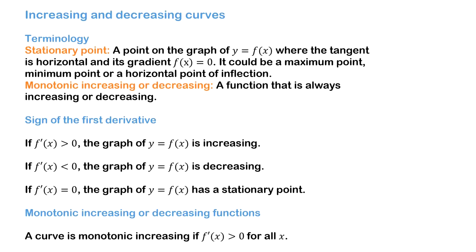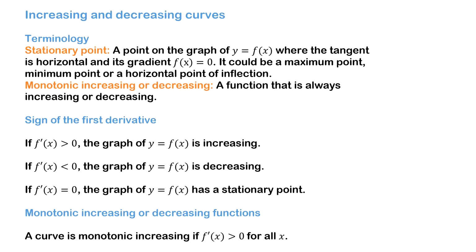In this video, we are looking at increasing and decreasing curves. To begin, we'll look at some terminology first. We'll look at what a stationary point is. This is a point on the graph y equals f(x) where the tangent is horizontal. What that means is that the gradient is 0. Now it could be a maximum point, a minimum point, or a horizontal point of inflection.